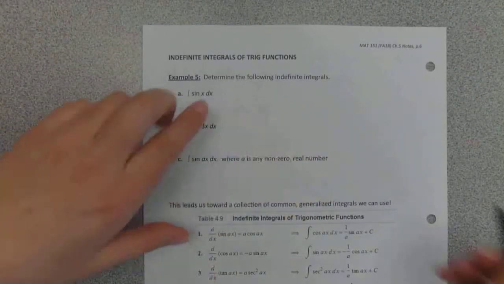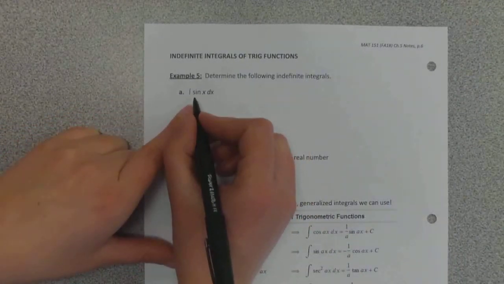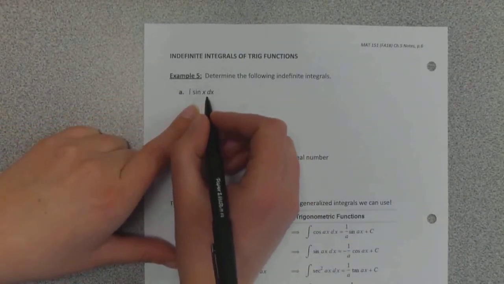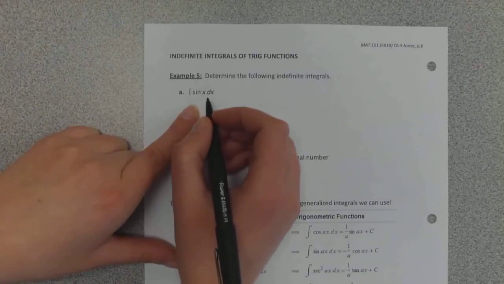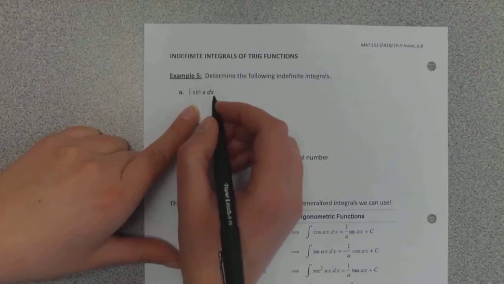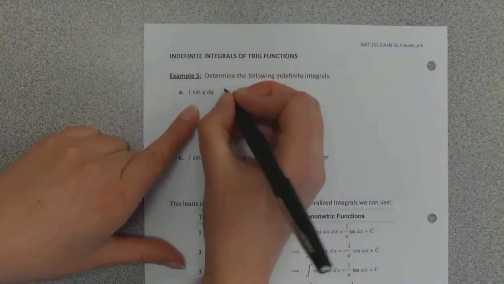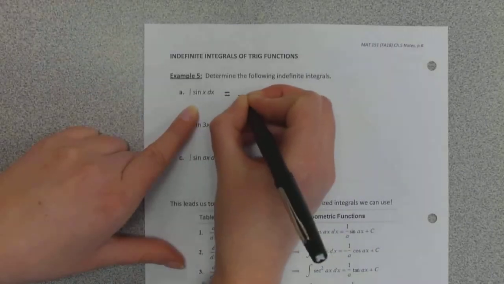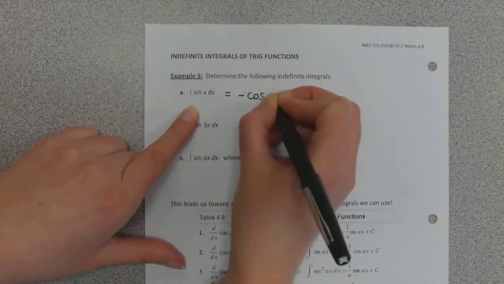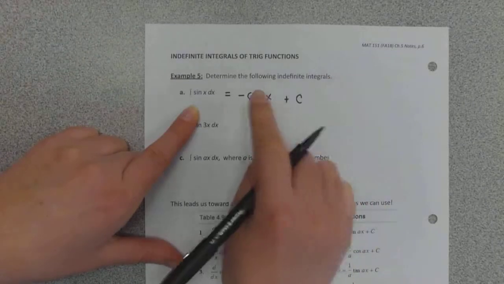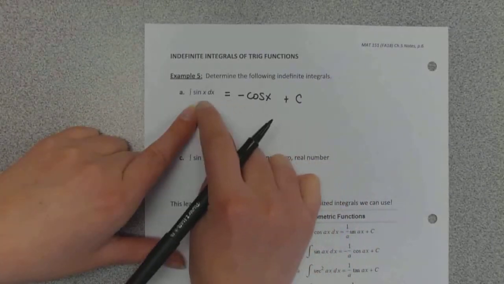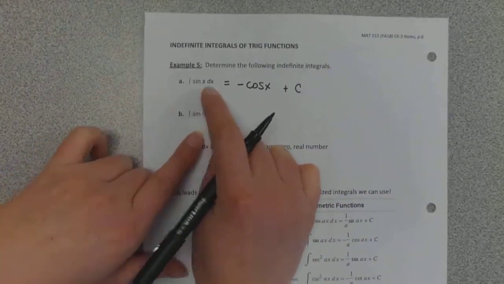Okay, so first of all, the antiderivative of sine of x. Which function has sine of x as its derivative? The derivative of cosine is negative sine, right? So that means that the antiderivative of sine has to be negative cosine. That way, when you do the derivative of cosine, you have negative negative to make that sign positive. Okay?